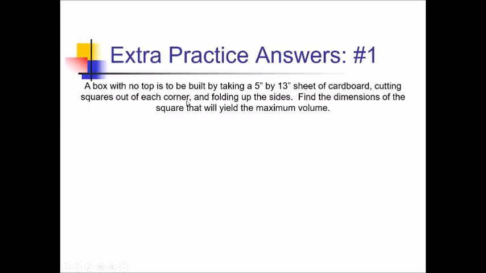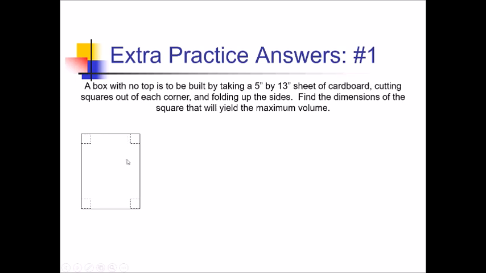On this problem, we have a box with no top built by taking a 5x13 sheet of cardboard, cutting out some squares from each corner, and folding up the sides. So this is kind of a visual of what's going on. We've got this rectangular piece of cardboard, and we cut out the corners and then fold up each side to form a box. We want the dimensions of the square that are going to yield the maximum volume.